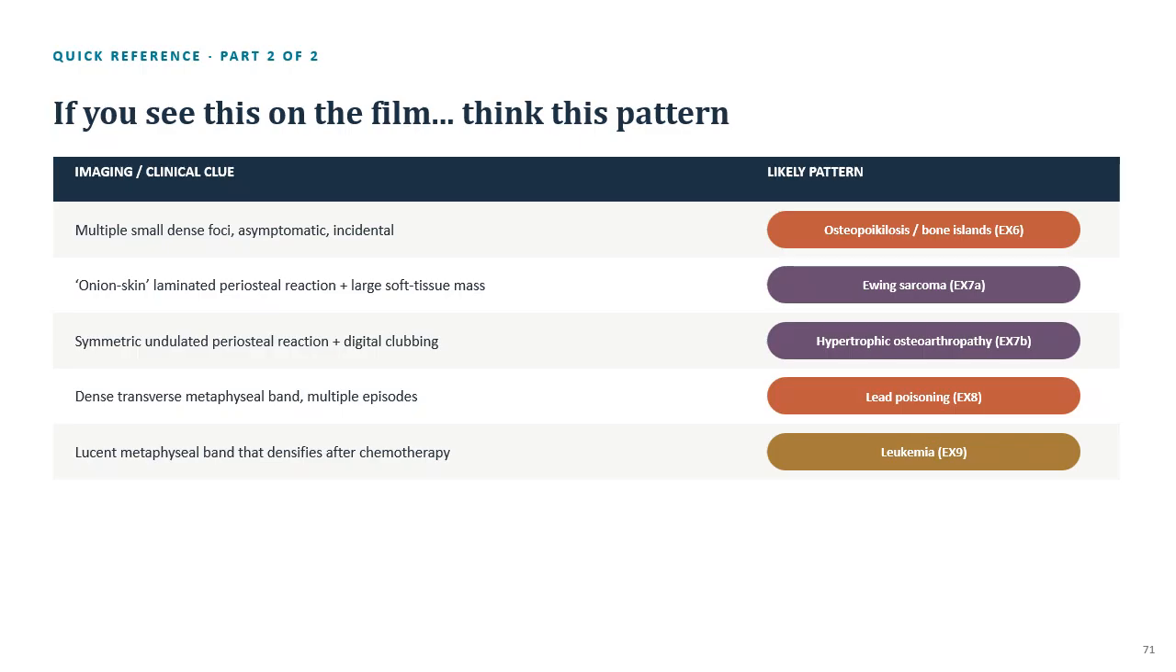So again, these are just quick associations that we learned over this extremity chapter. Dense spots, bone islands. Onion skin, we're going to think about Ewing sarcoma. Clubbing plus periosteal reaction, hypertrophic osteoarthropathy. If we're seeing dense metaphyseal bands, we might lean toward things like lead poisoning. And then if we're seeing bands that are dense after some sort of treatment like chemo, we tend to lean towards leukemia.